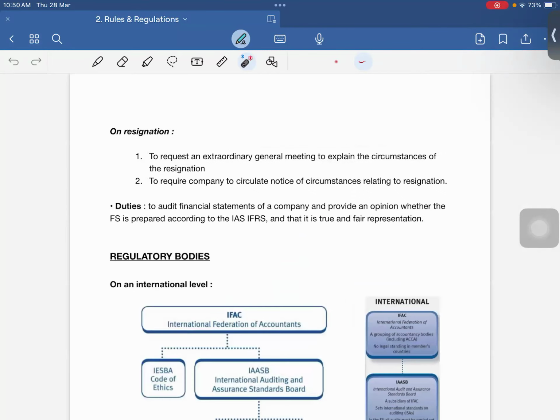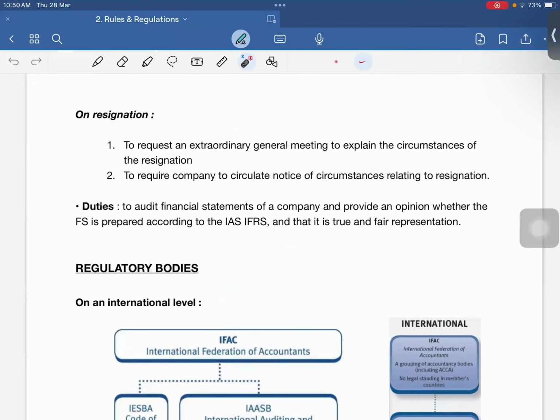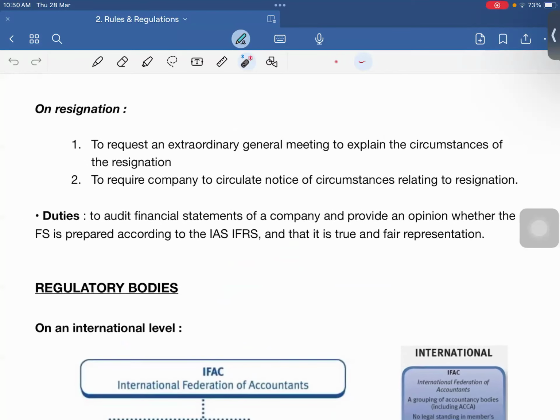On resignation, what rights does he have? This is something that I have discussed earlier, we are just repeating it. He has a right to hold an extraordinary general meeting in order to provide his circumstances of resignation. That's his right. These are all the rights he has while he is going to resign.